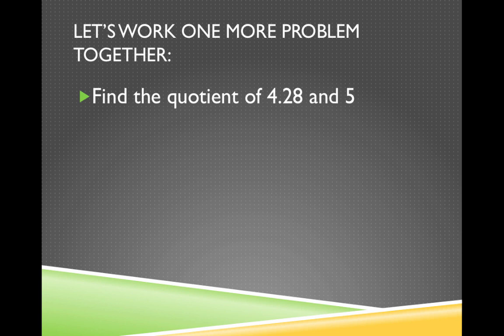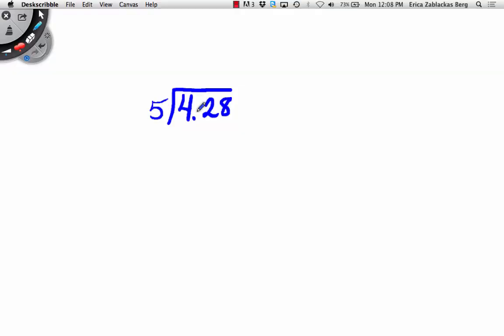We're going to find the quotient of 4 and 28 hundredths and 5. We would put our 4 and 28 hundredths as our dividend since that's the first number listed, and the 5 would be our divisor. The first thing we do is to bring our decimal point straight up to the top. 5 can't go into 4 at all, so we're going to put a 0 there to hold its place. 5 can go into 42 though.